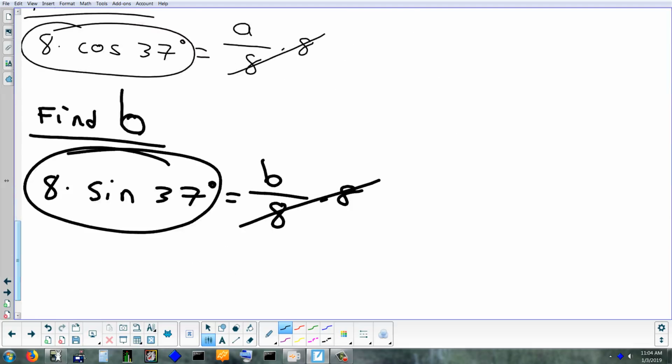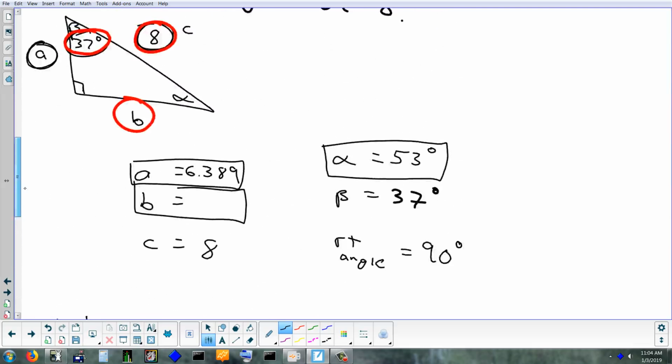Okay. Now we'll see what that comes out to. Now, I know that B is across from the smallest angle, so it has to be the smallest side. So it's got to be smaller than 6.389. But it can't be too small, because if you add any 2 sides together, they have to be bigger than the third. So for example, B couldn't be 1, because if I added 6.3 to 1, it's not bigger than 8. So any 2 sides added together have to be bigger than the third, and it has to be the smallest side. So I guess it's around, maybe, 3, 4, somewhere around there. Let's see what it comes out to.